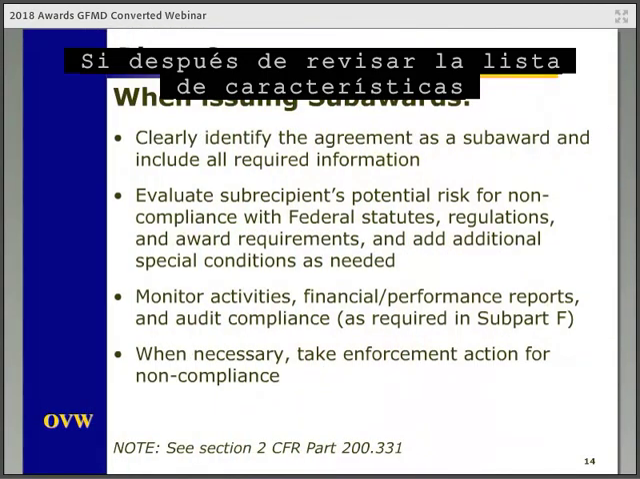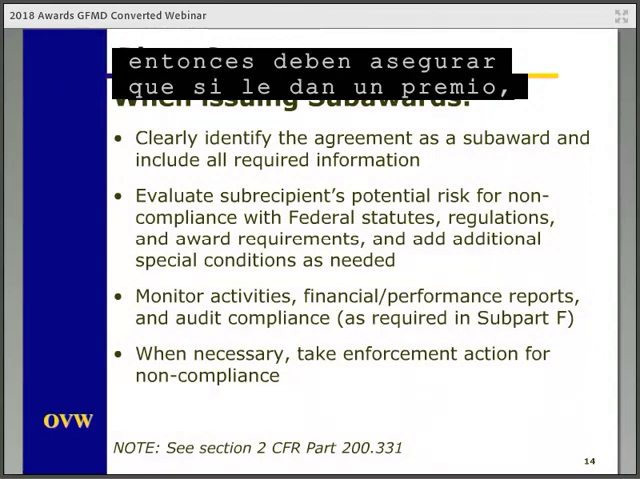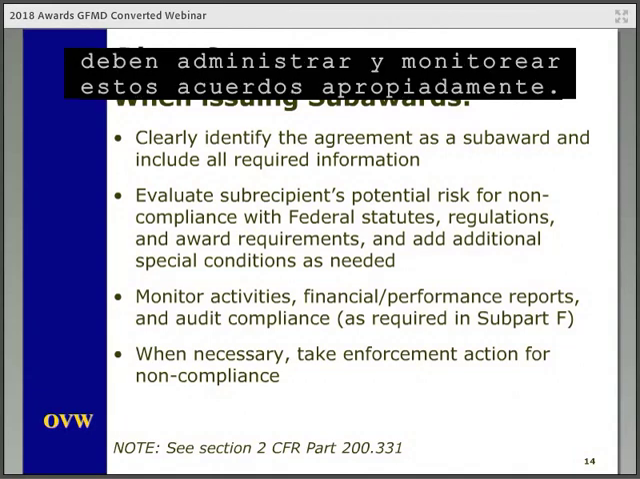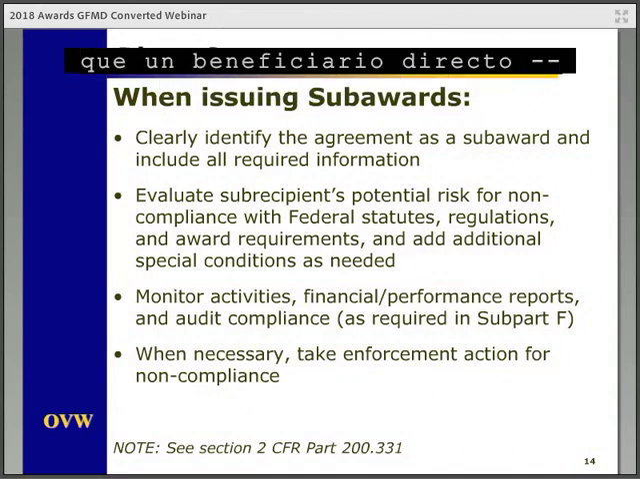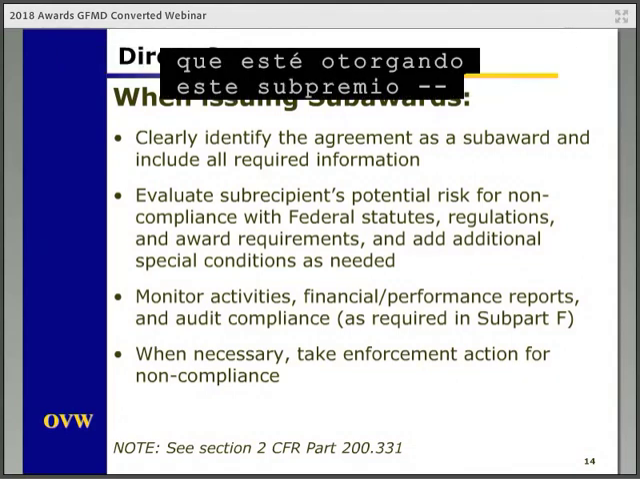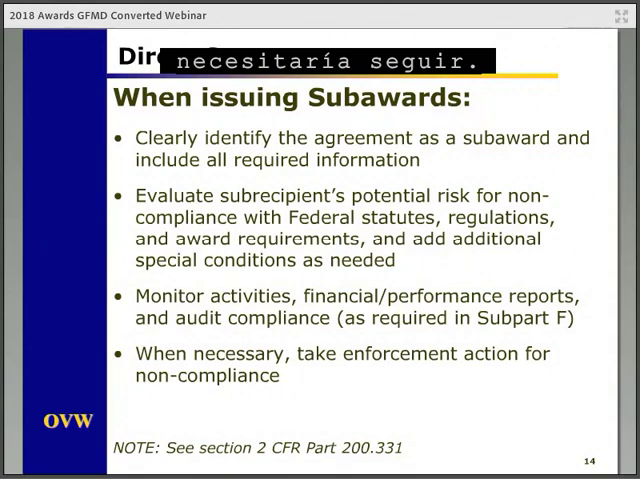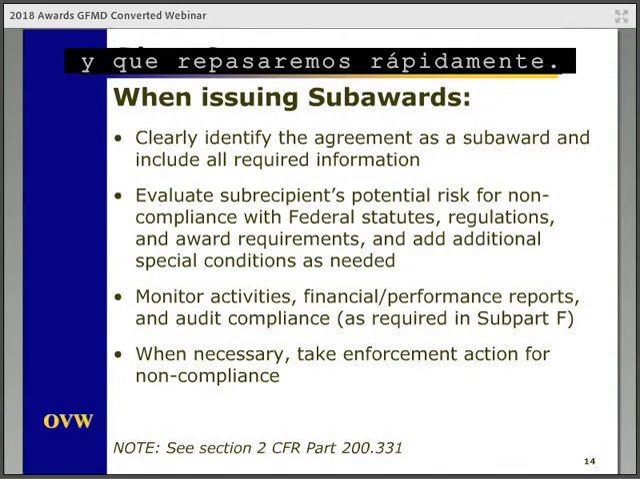Now, if after going through the list of characteristics, you determine that the agreement most closely aligns with a subaward, then you must ensure that if you're awarded, you're properly administering and monitoring these agreements. There's an entire section in the uniform guidance that goes through the requirements that a direct recipient, as the pass-through entity who is issuing the subaward would be called, would need to follow, but we listed out a few important ones here that we'll go through real quick.